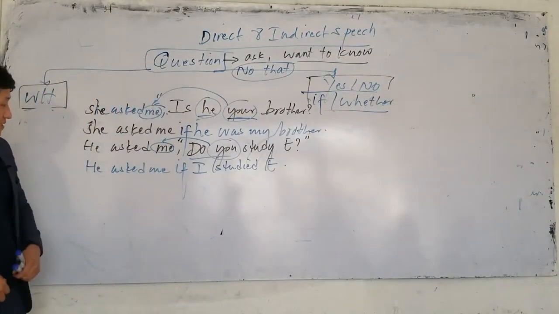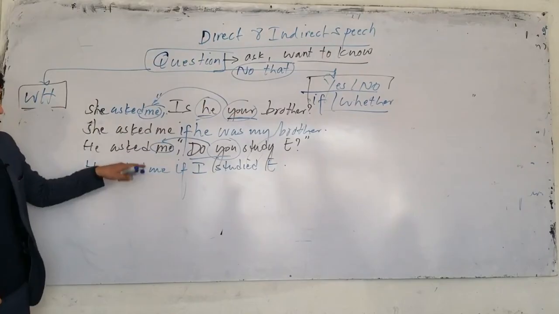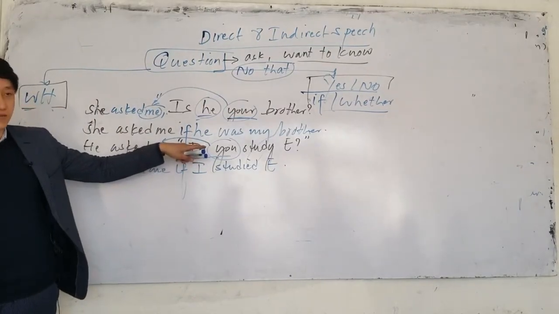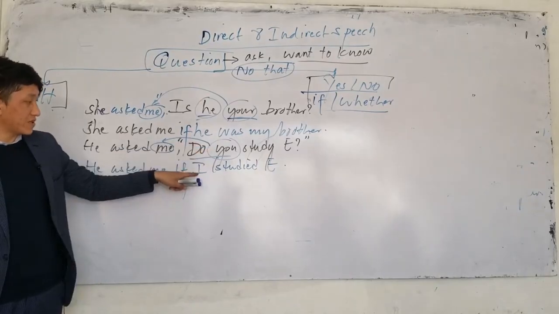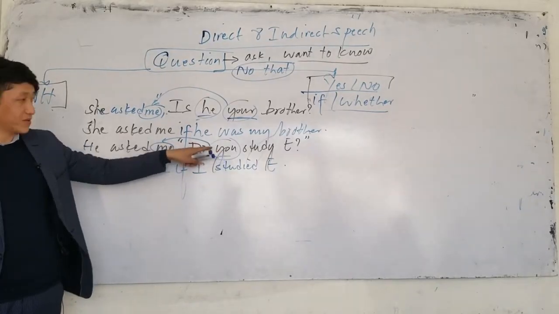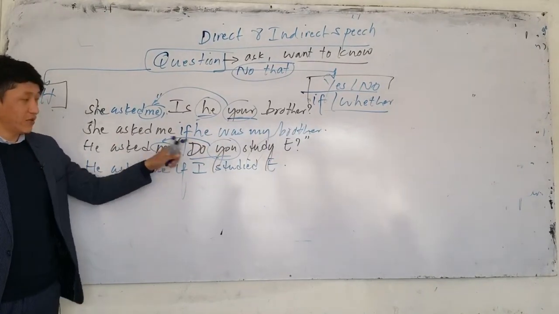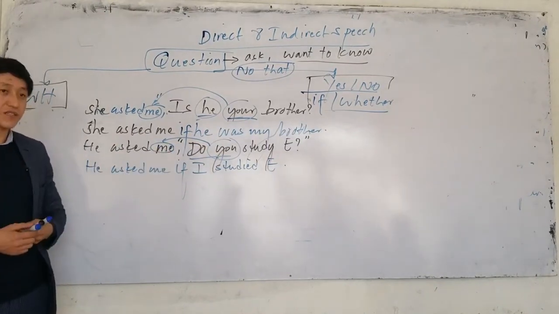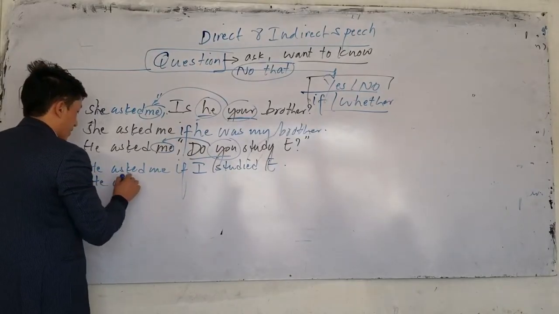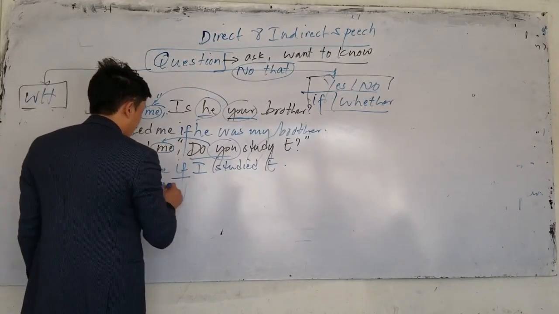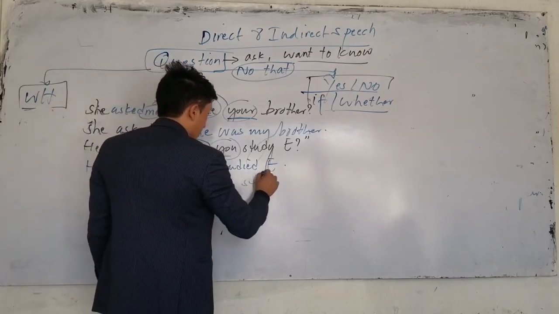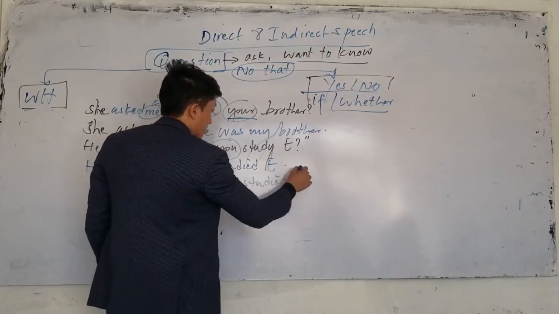Now, you can say he asked me if I studied English. Now, he asked me, "Do you study English?" What question is this? Yes/no question. So we can use if, and after it, you becomes what? I, because you changes according to the object. What tense is this? Simple present changes to simple past. It's another way. We can also say he asked me, and instead of if, why should I use whether? Okay, whether I studied English.